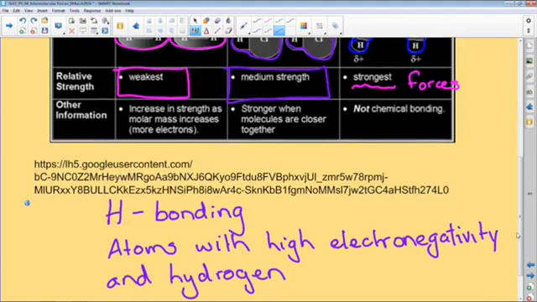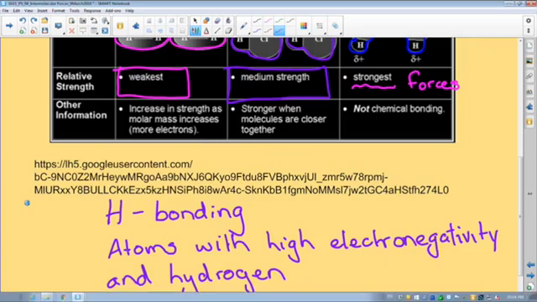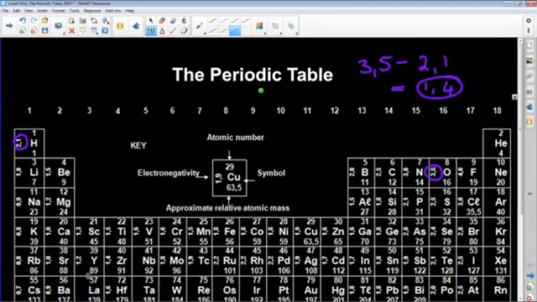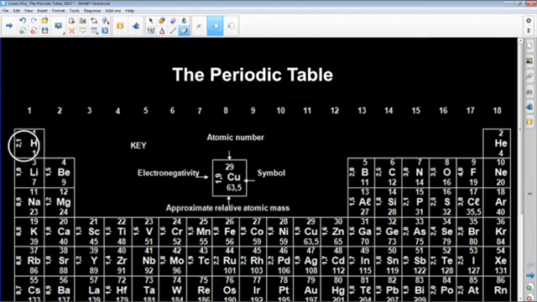So I want you to go and have a look at the periodic table again. Let's have a look at these substances that we're talking about: NH, OH, and FH. Here is nitrogen, there is oxygen, and there is fluorine. These three substances have got electronegativities of 3, 3.5, and 4.